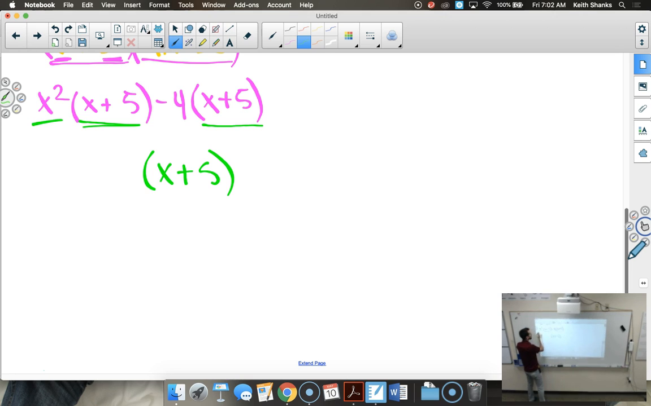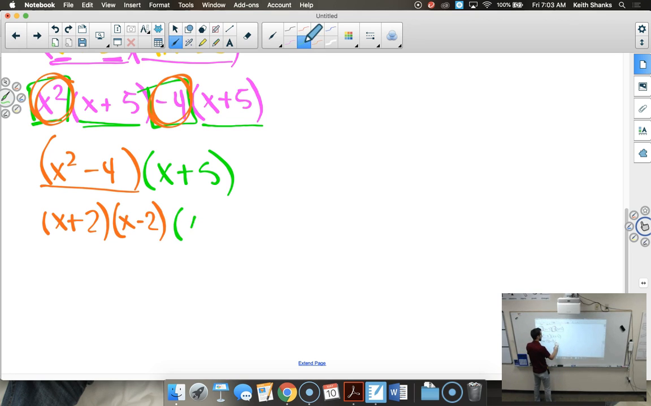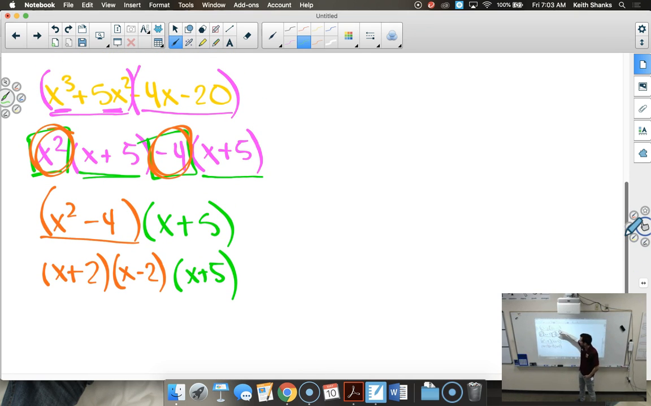and then the leftover stuff, this guy here and this guy here, maybe I will just focus on those here, we'll circle those in orange for us, become this thing over here, x squared minus 4. Well, even this, we talked about just a minute ago, when you have a perfect square minus a perfect square, actually becomes x plus 2, square root of 4 is 2, and x minus 2 times x plus 5. So that big thing that we started off with just a minute ago, this guy, has now become this.